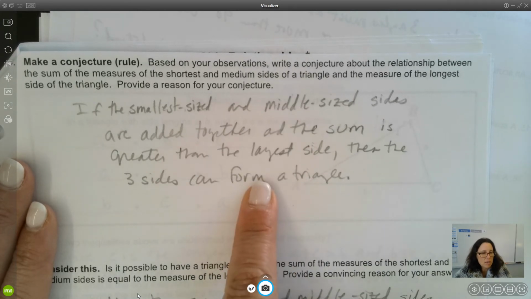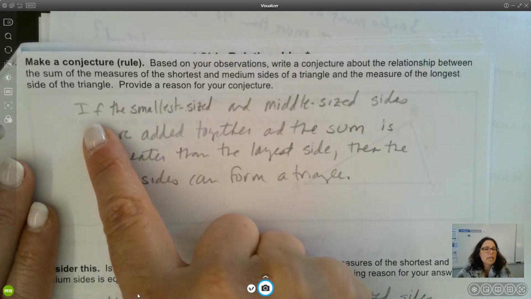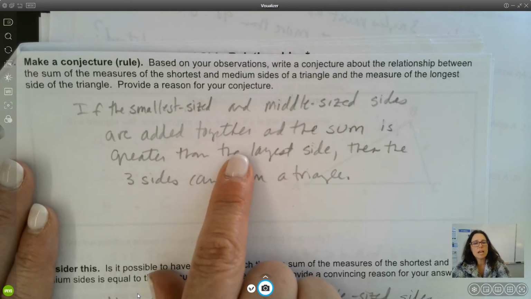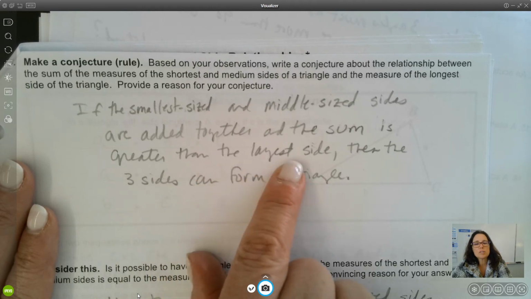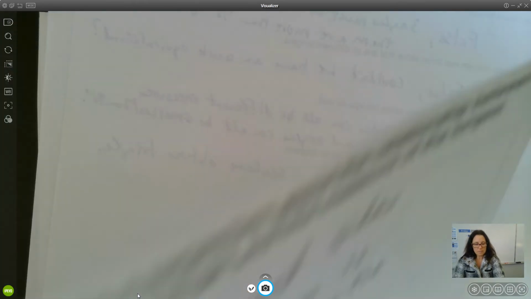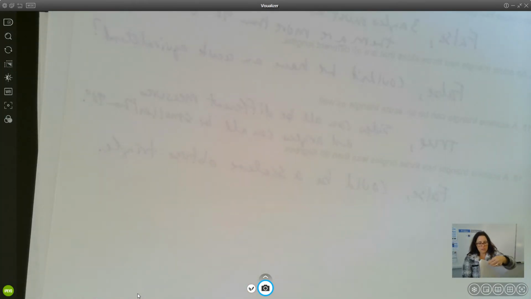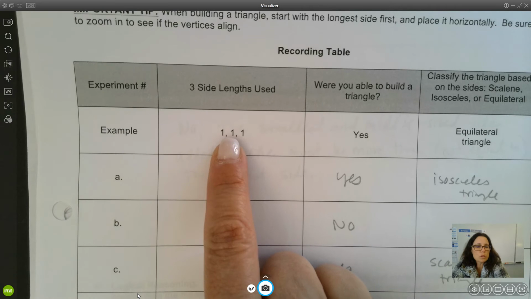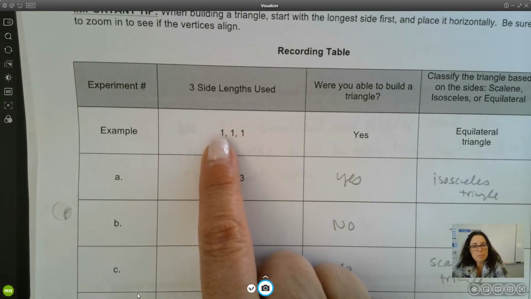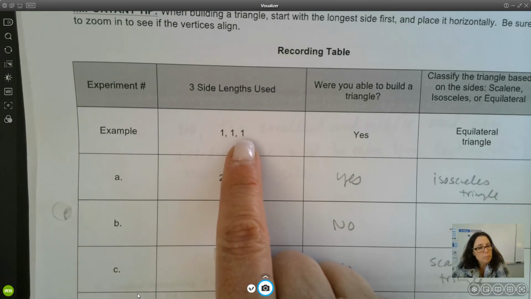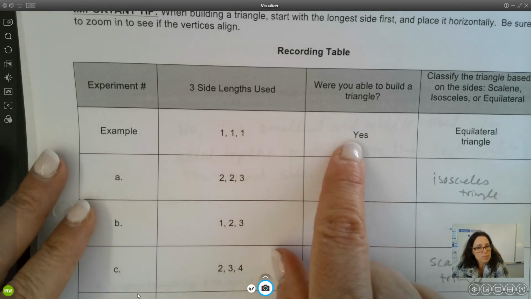Okay, that is key. And I'm going to go back to what we just did digitally and show you what this means in a moment. If the smallest sized and middle sized sides are added together and the sum is greater than the largest side, then the three sides can form a triangle. Let me go back to the previous page. Let's take the two smallest sides, the smallest and the medium. They're all ones, so we're going to take two of them. Add them together, 2. If that number 2 is bigger than the third side, your answer is yes.